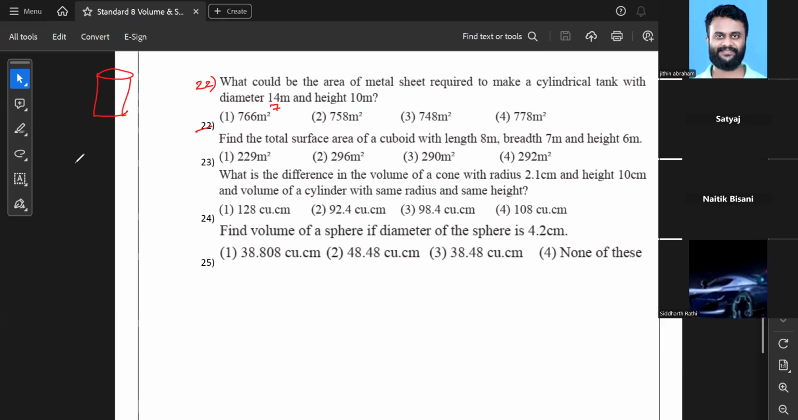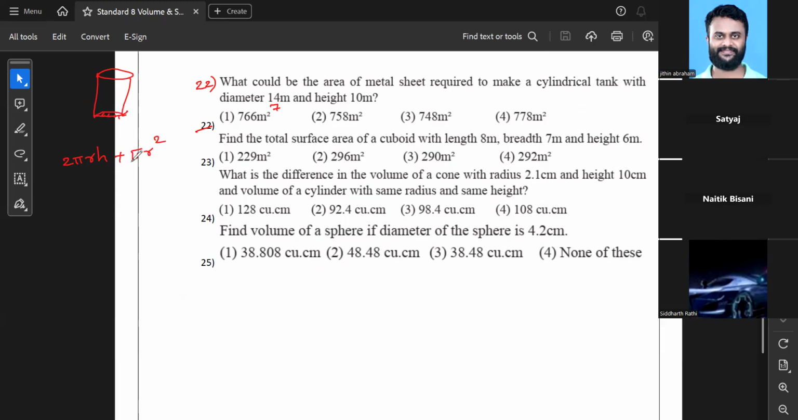Now the area in this case is going to be, do you remember how much is the area of a curved surface? It is 2 pi RH. Circumference multiplied by height. That is the area of the curved surface. Plus area of the base.